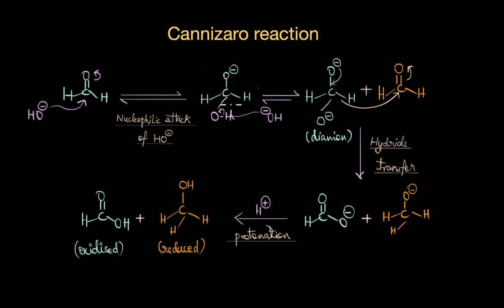But there's also an alternative mechanism that takes place when we carry out the reaction in not so concentrated medium. According to that mechanism, the hydride transfer takes place directly from this tetrahedral intermediate. So basically, we don't wait for a dianion to be formed, but the C double bond gets restored here and this hydride gets transferred. And of course, the rest of the mechanism is the same and we end up with formic acid and methanol.